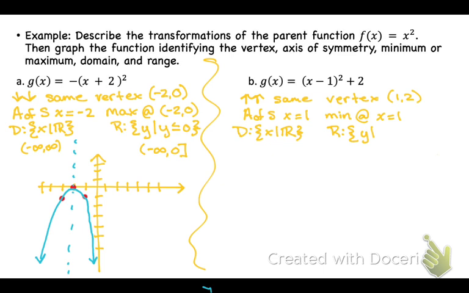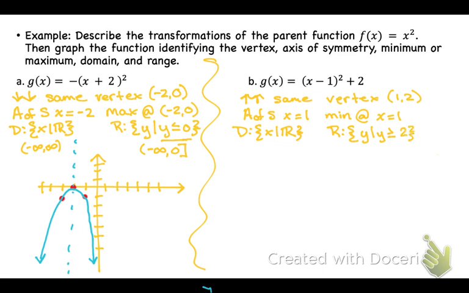So this one over here was y less than or equal to 0, right? And 0 was the y of the vertex, wasn't it? 2. So am I greater than 2 or less than 2? Greater than, because that's a minimum, yes? So if it's a minimum, it's going to be y is greater than or equal to 2.